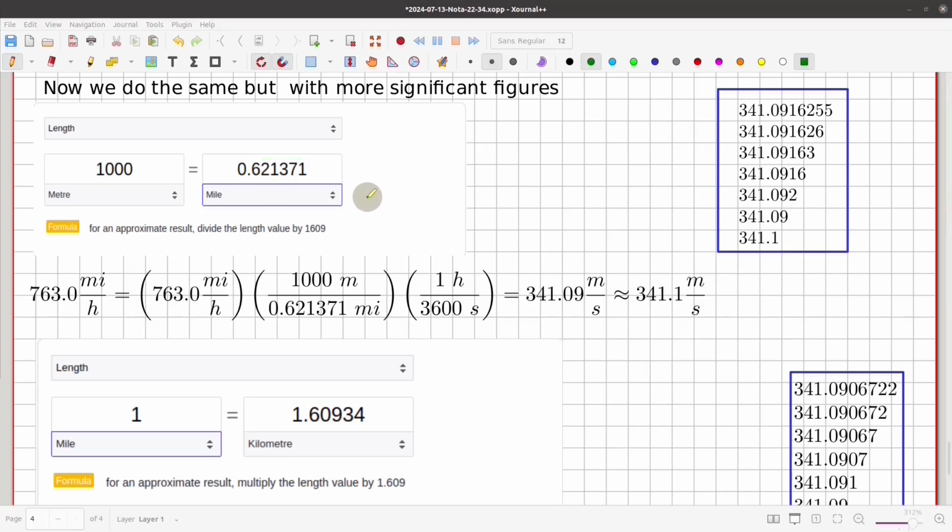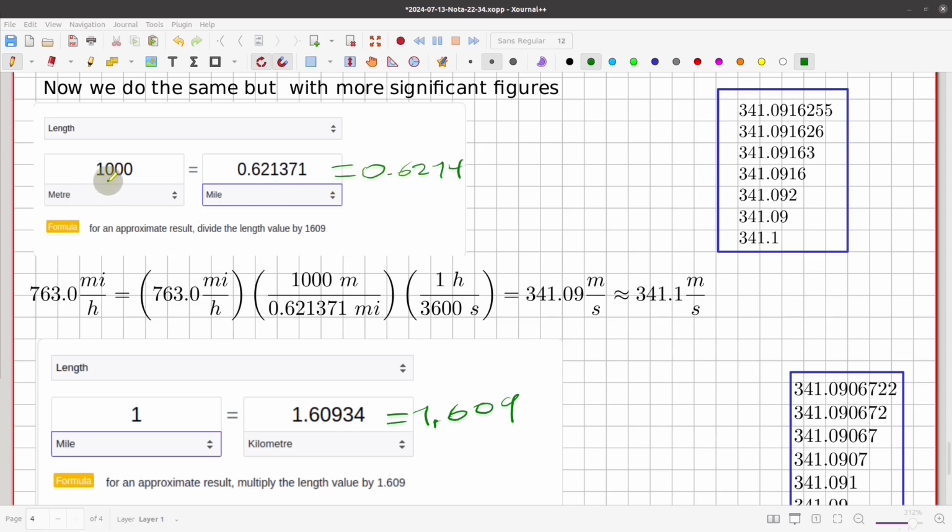Notice that if we round these new more precise values to 4 significant figures, we get 0.6214 for the meter to mile conversion and 1.609 for the mile to kilometer conversion. The same values we used initially. We can do it as an exercise.